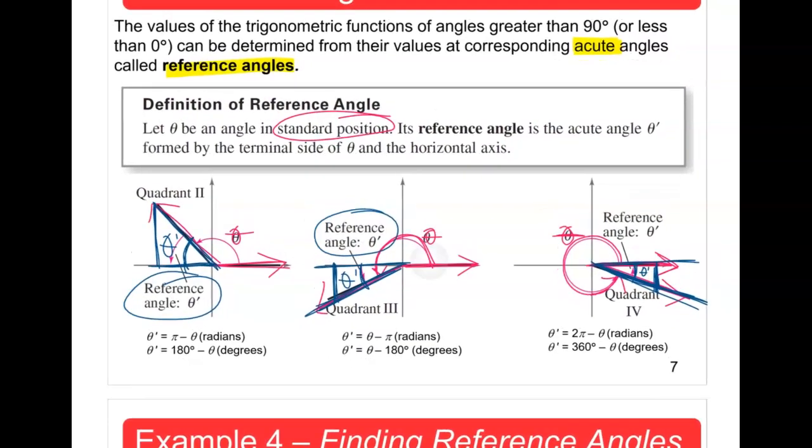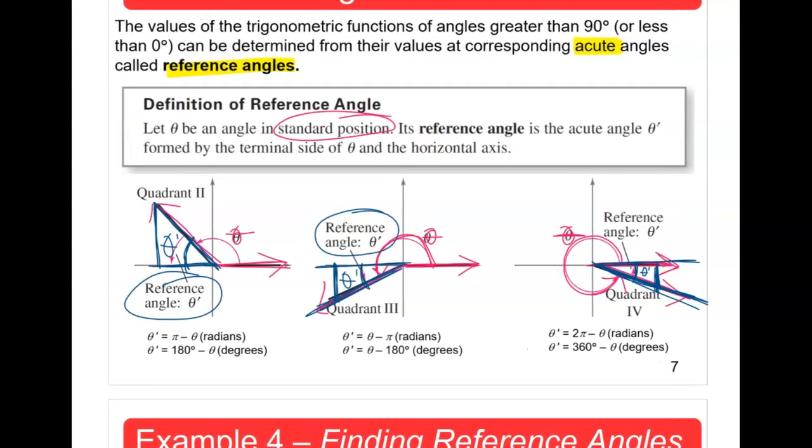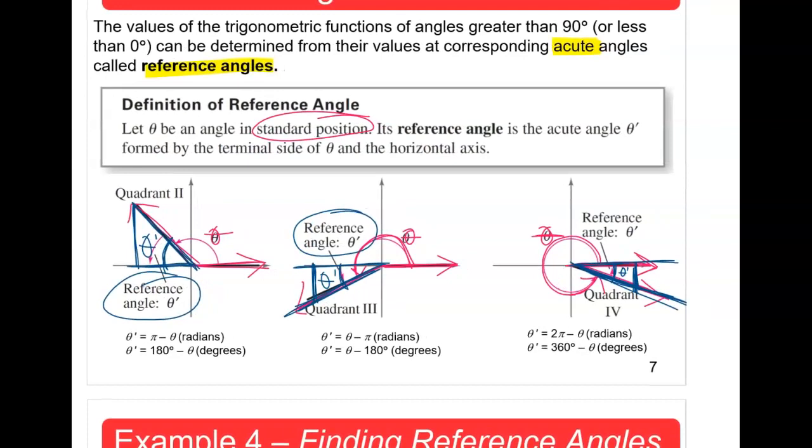And so let's go over the definition again. So the reference angle is going to be acute. If you look at all of our theta primes, they're acute. They're less than 90 degrees. And they are formed by the terminal side of theta, and the horizontal axis, or the x-axis, however you want to call it. So there we have it, right there. And theta prime, which is the reference one, is the one in between those two, x-axis and terminal side.